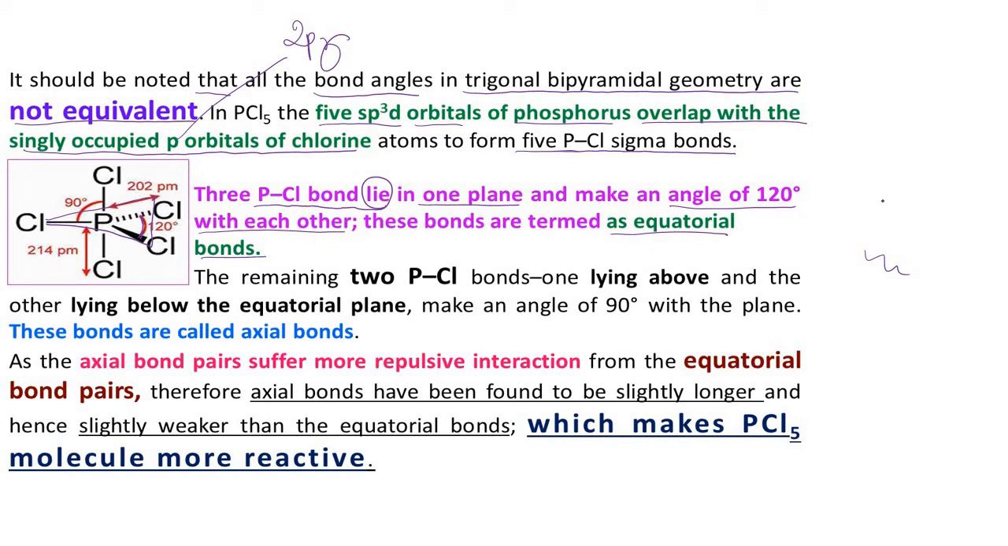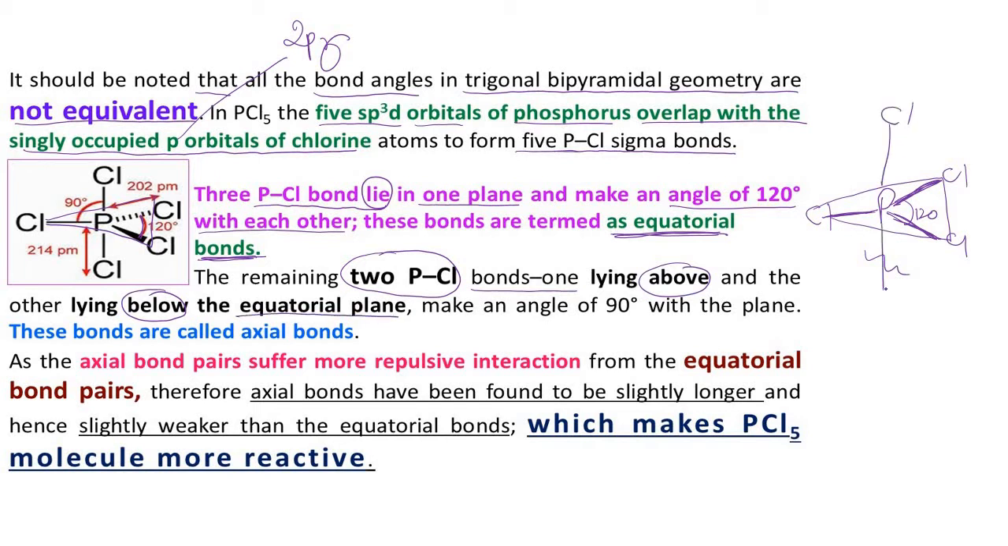I will be showing the diagrammatic representation here. Phosphorus, this is one chlorine, this is another chlorine, and this is the third chlorine, which are present in one plane, okay, and here the bond angle is 120 degrees. And these 3 bonds, this is first bond, this is second bond, and this is third bond, which are called equatorial bonds. The remaining 2 phosphorus-chlorine bonds lie, one will be present above and the other will be lying below the equatorial plane. So this is the 4th Cl here and this is the 5th Cl here.